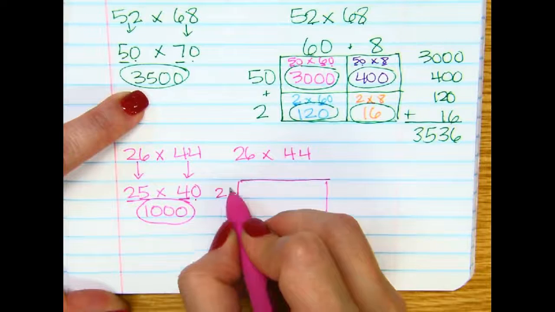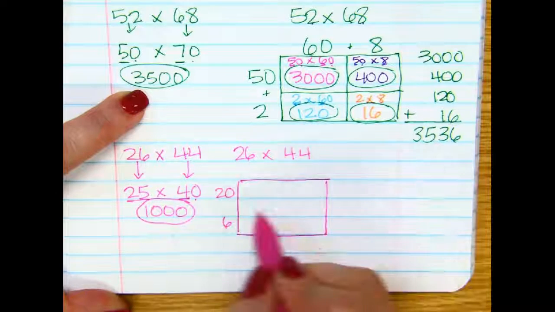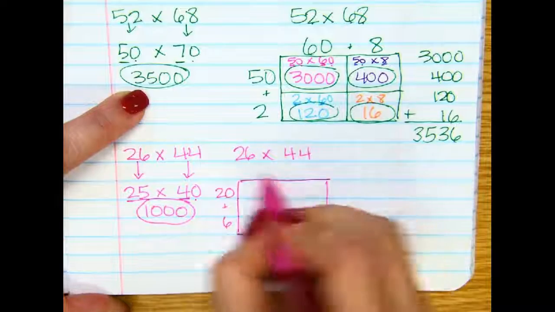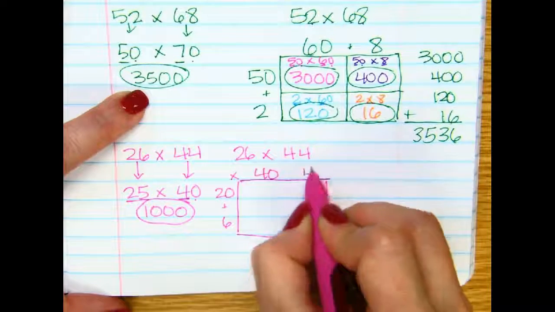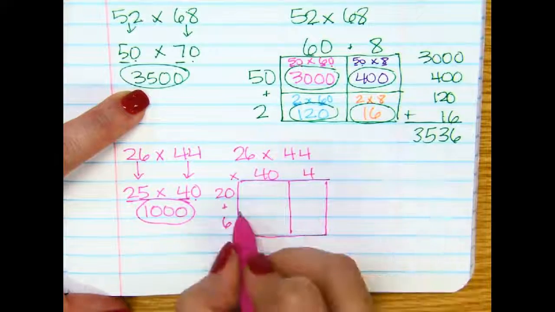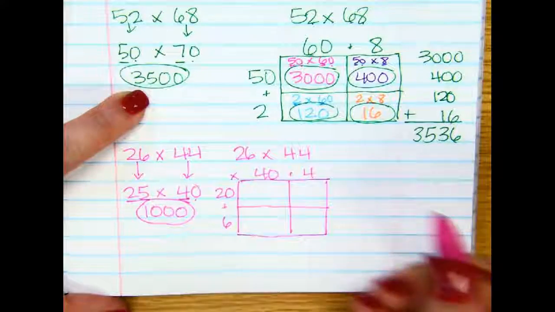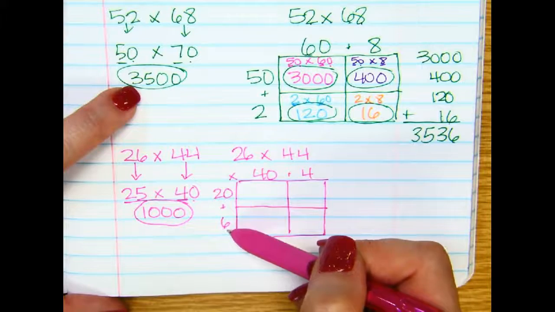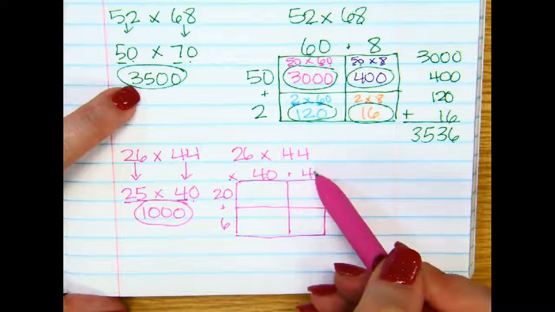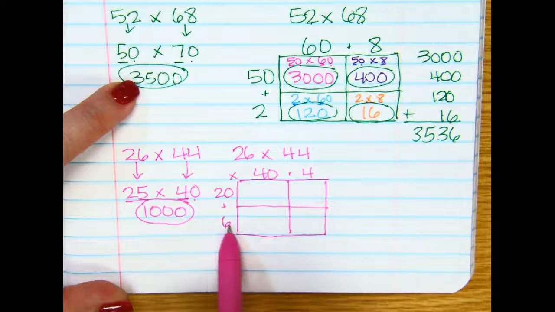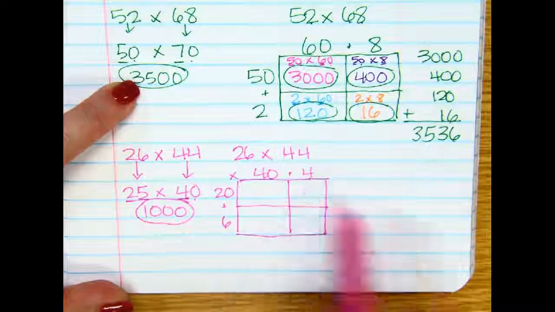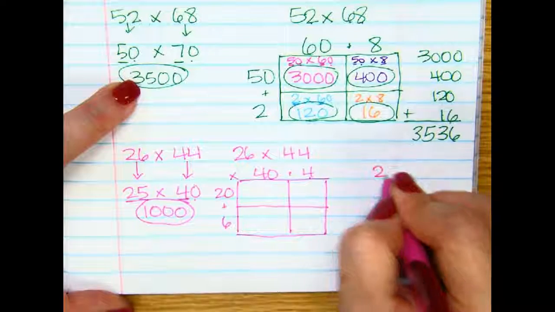So first factor, we're going to write going down: 20 plus 6, 20 and 6. We'll expand them. And then this is going to be 40 and 4. Okay, so we're just expanding the first one going down and expanding the other number going across. We're still going to be multiplying all within this box. Okay, so I'll set it up to the side.